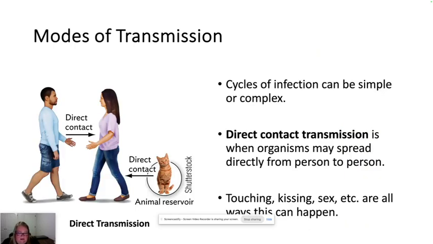So let's talk about these in a little bit more detail. Cycles of infection can be pretty simple or complex. So direct contact transmission is a cycle of infection that's pretty simple. This is when we're going to spread an organism directly from person to person. This can happen by touching, by shaking hands, by kissing, sex. All of these are ways that this can happen.